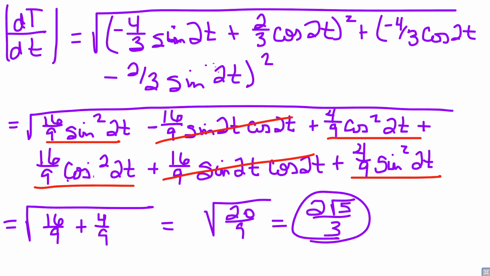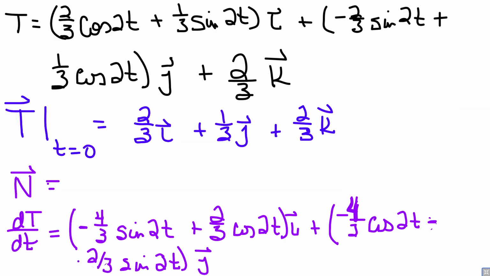Okay, so let's go back a slide and find what the unit normal is going to be. It's going to be 1 over this, so all it's going to do is just flip this fraction. So this is going to be 3 over 2 times the square root of 5 times our derivative component.